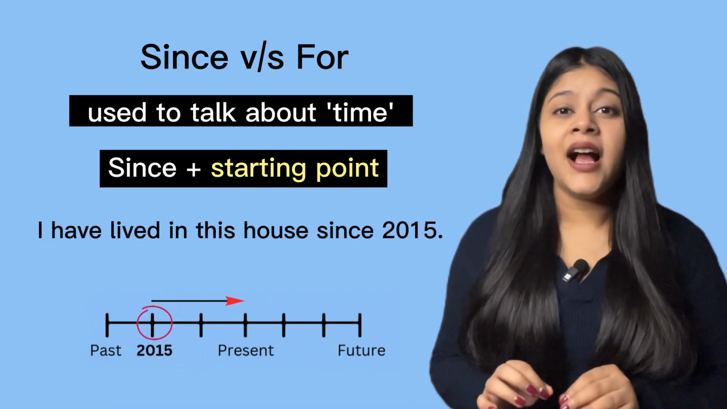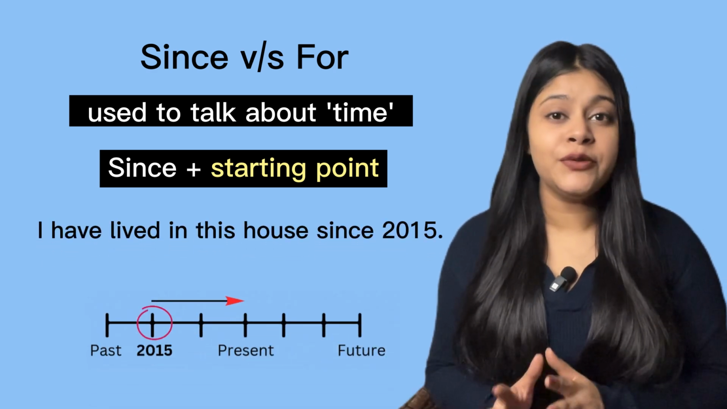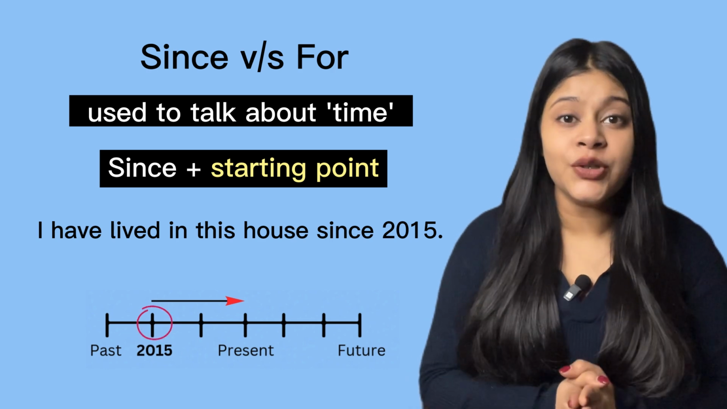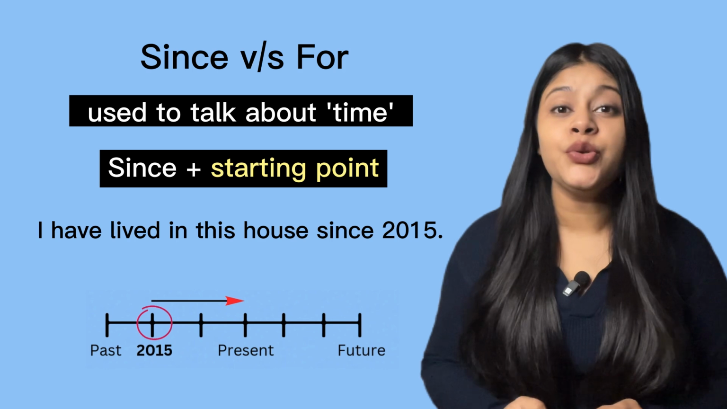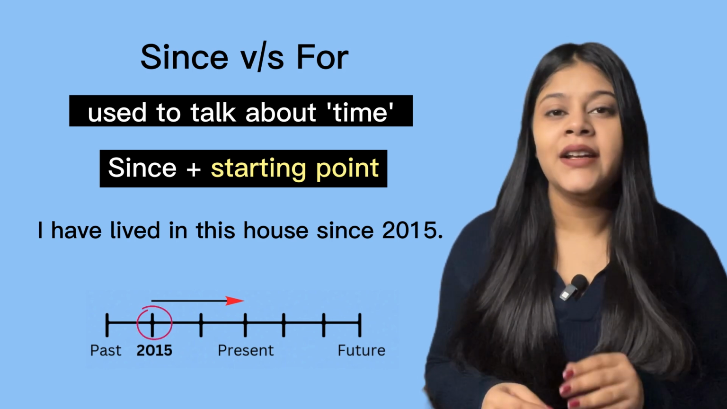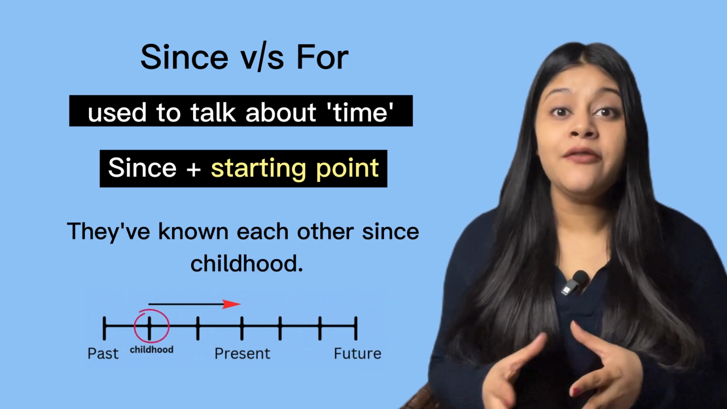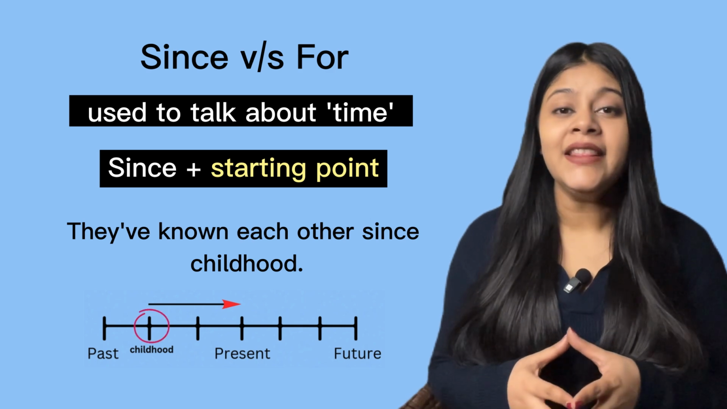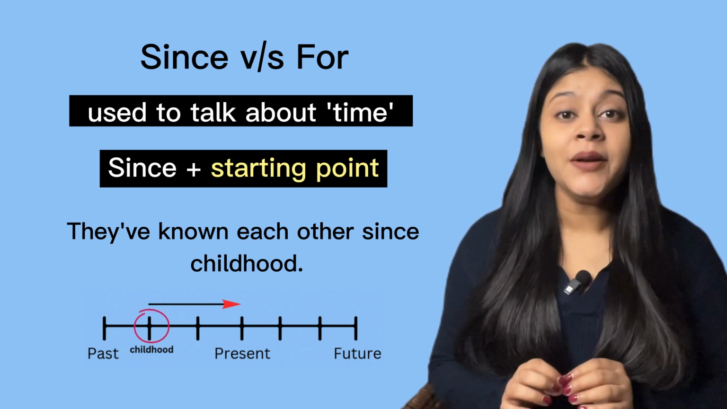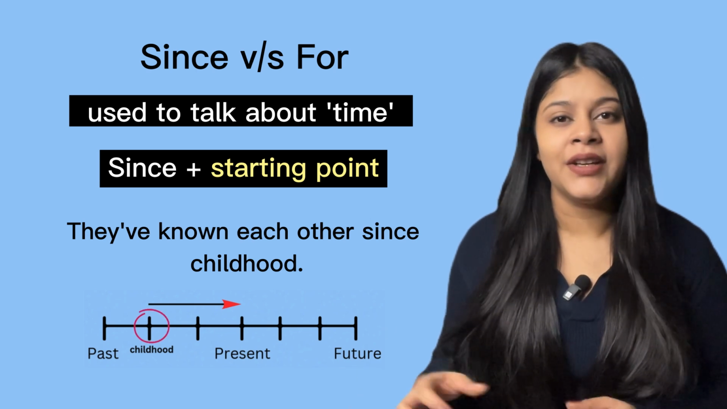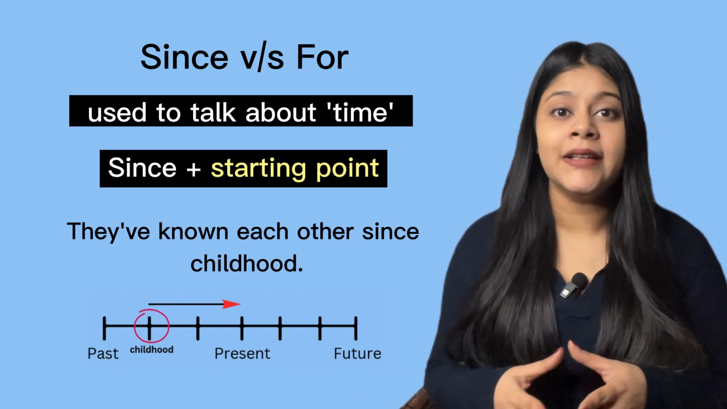For example, I've lived in this house since 2015. Here the action of living started in 2015. हम यहाँ पर action शुरू कब हुआ वो बता रहे हैं. Let's take another example. They have known each other since childhood. In this sentence, the action started in childhood. We are talking about the starting point of the action, and that is why we have used since here.